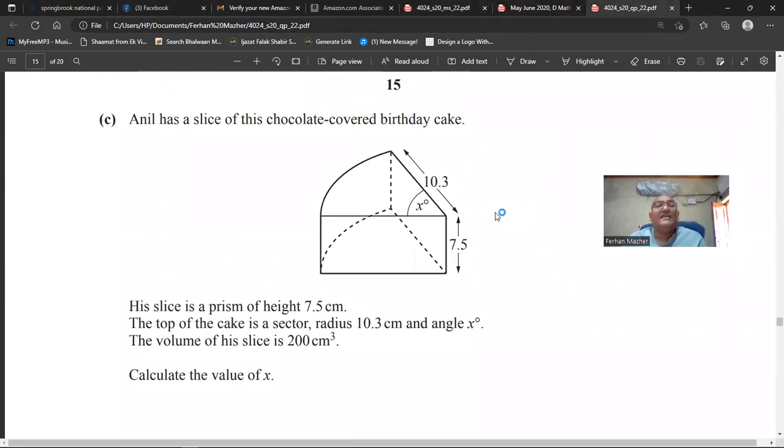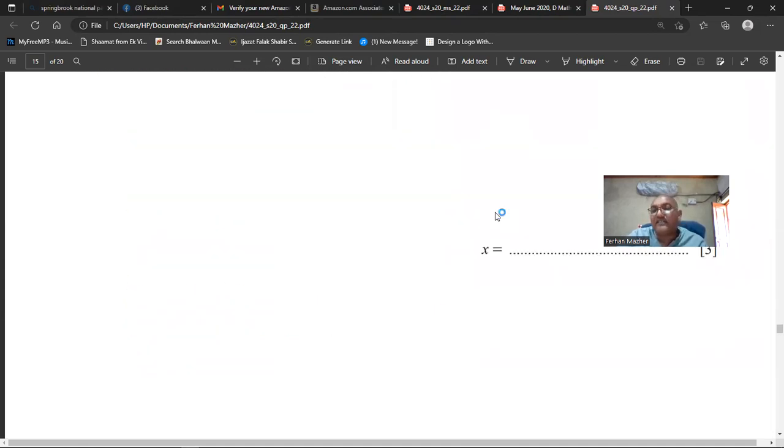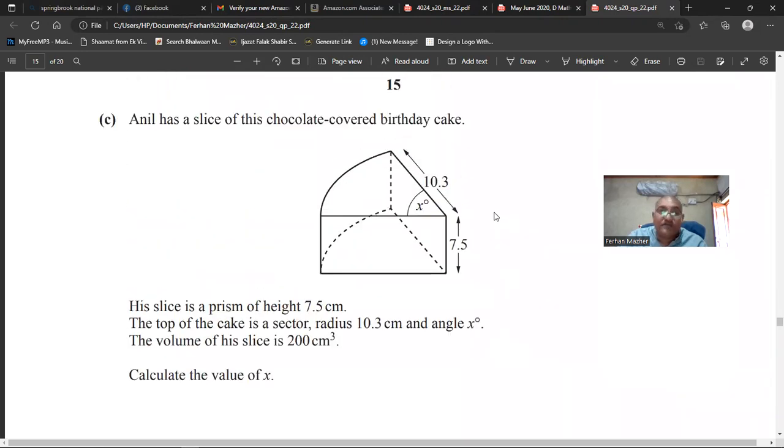He says Anil has a slice of this chocolate covered birthday cake. The slice is a prism of height 7.5 centimeters. The top of the cake is a sector, radius 10.3 centimeters, and angle x degrees. The volume of his slice is 200 centimeters cubed. Calculate the value of x. It's a 3 marks question.